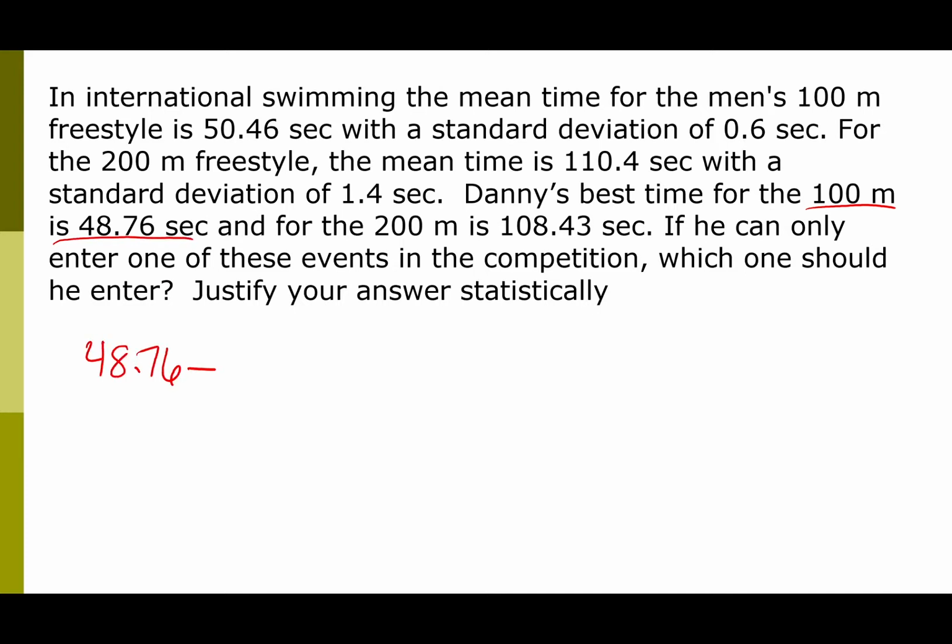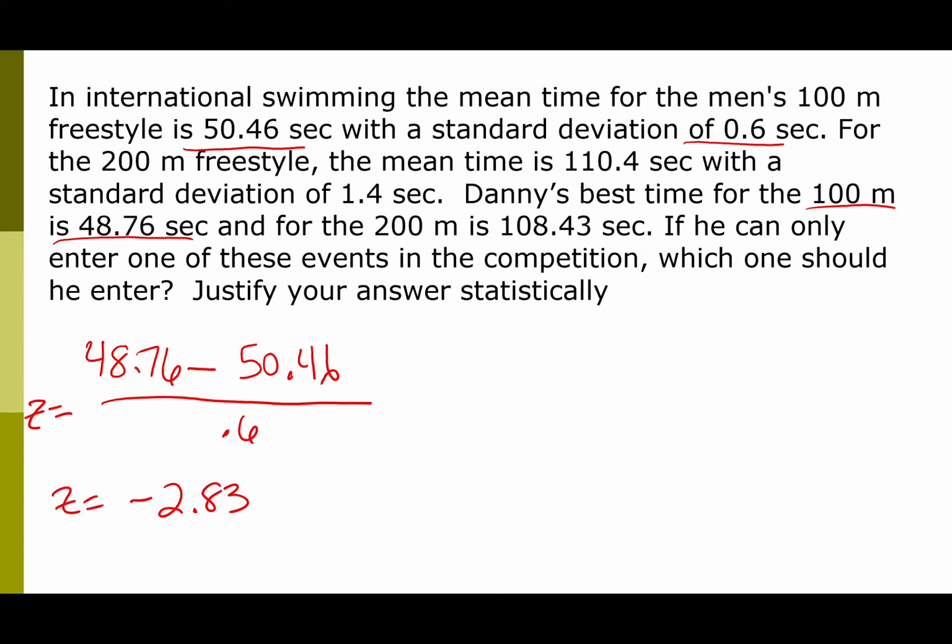So his best time for the 100-meter is 48.76. So the 100-meter, minus 50.46, over 0.6. So typing that in our calculator gives us negative 2.83 for his z-score, aka almost 3 standard deviations below the mean, so pretty darn good.